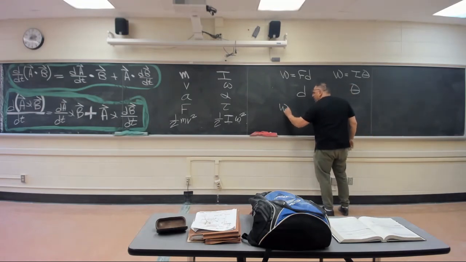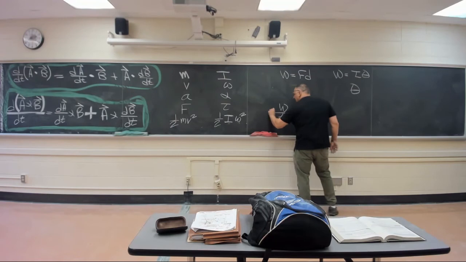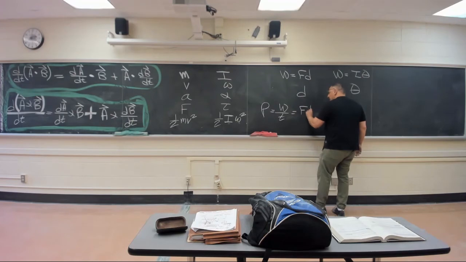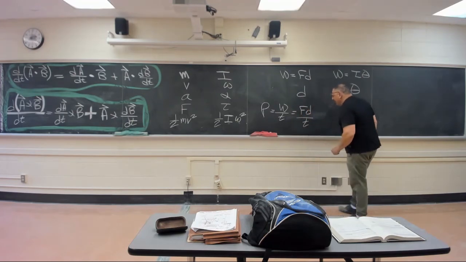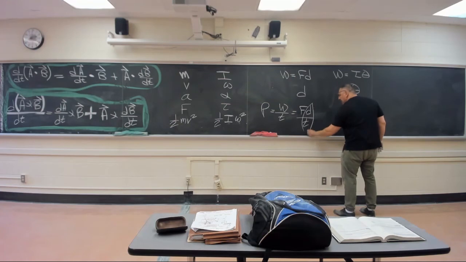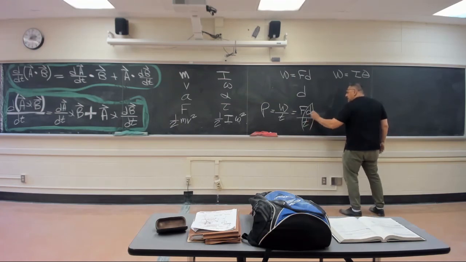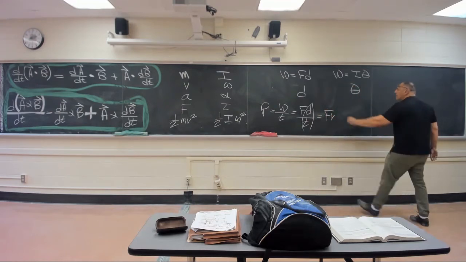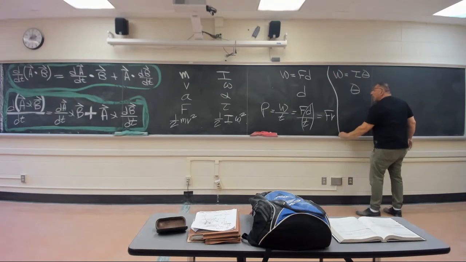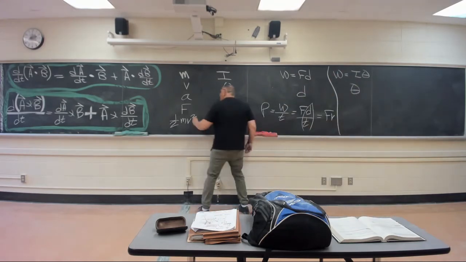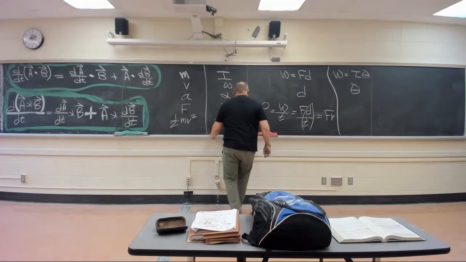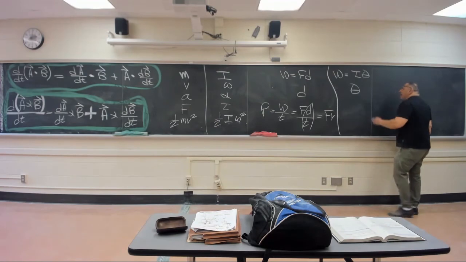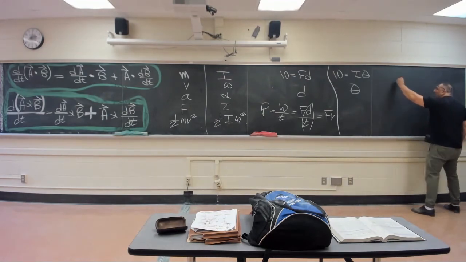Isn't work divided by T equal to power, the rate at which work is being done? That's FD divided by T. Wait a minute. Isn't D divided by T equal to V? That's FV. Yeah, I wonder how that works over here. Well, it'd be good to know how this even worked to begin with.